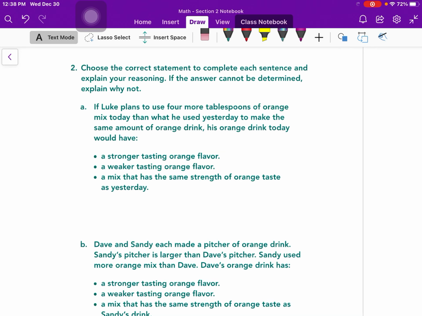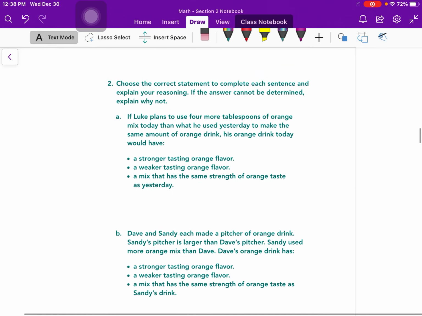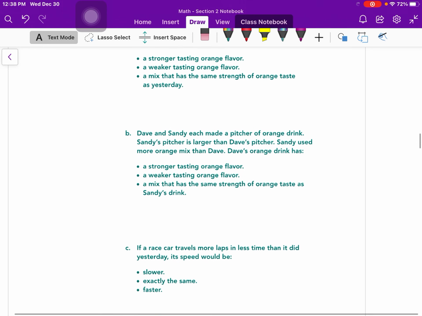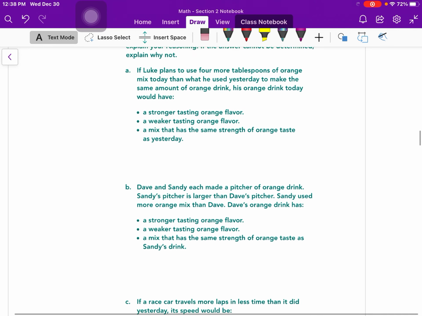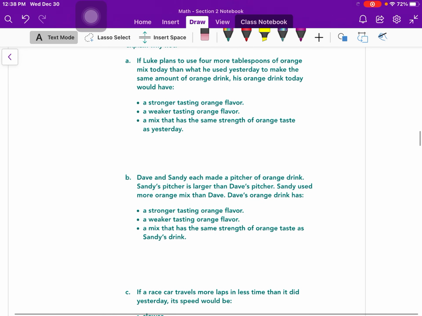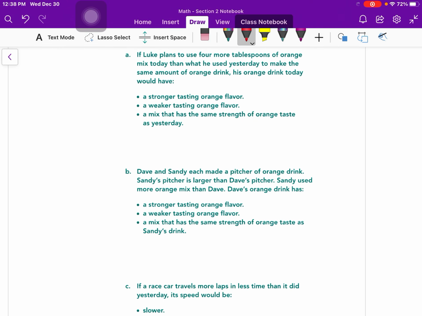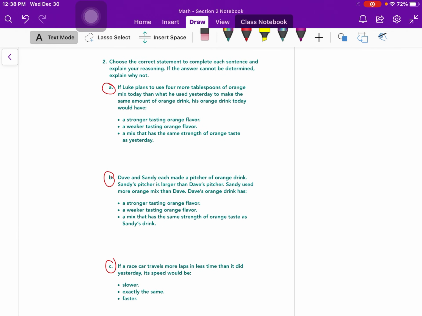If the answer cannot be determined, explain why not. So like on that last one, we didn't have enough information. That might happen to you here too. I want you to pause this video and read A, B, and C, and try to answer each question to the best of your ability. I'll go over the answers with you, so no fear of getting them wrong. You can't be wrong, because if you end up being wrong, you can erase it and change it to the right answer. So go ahead and give it a try. Pause this now, give them a try, and then push play when you're ready.